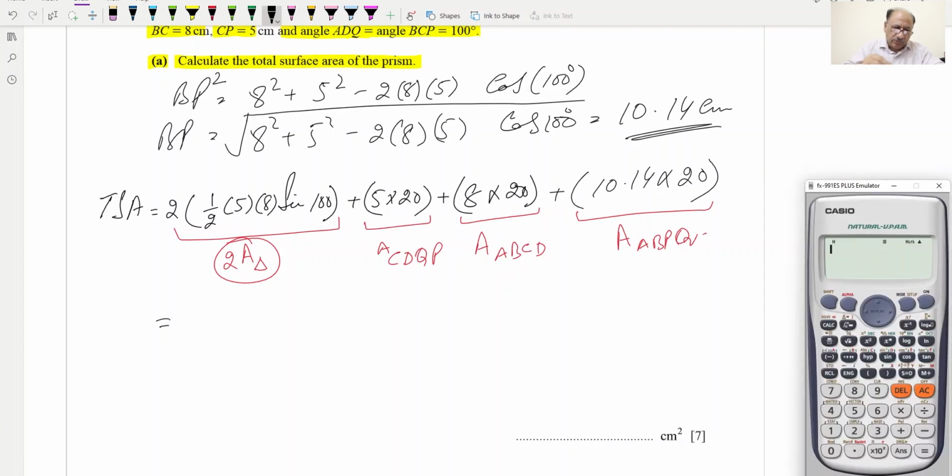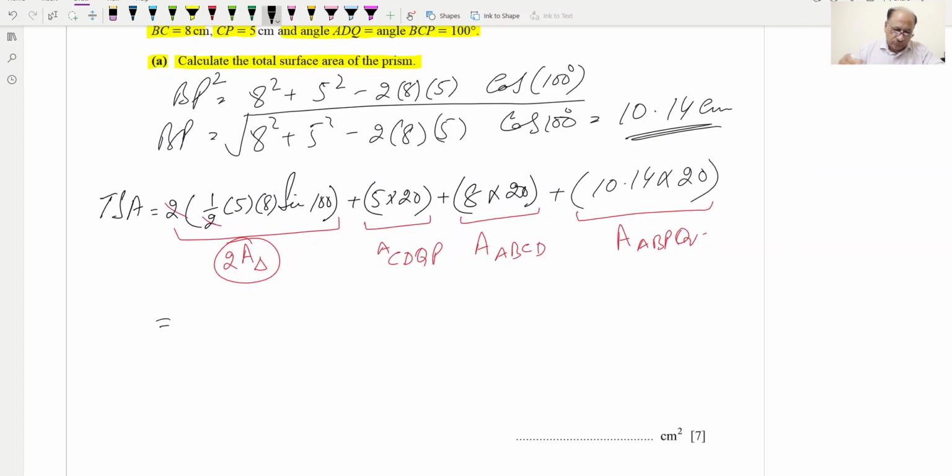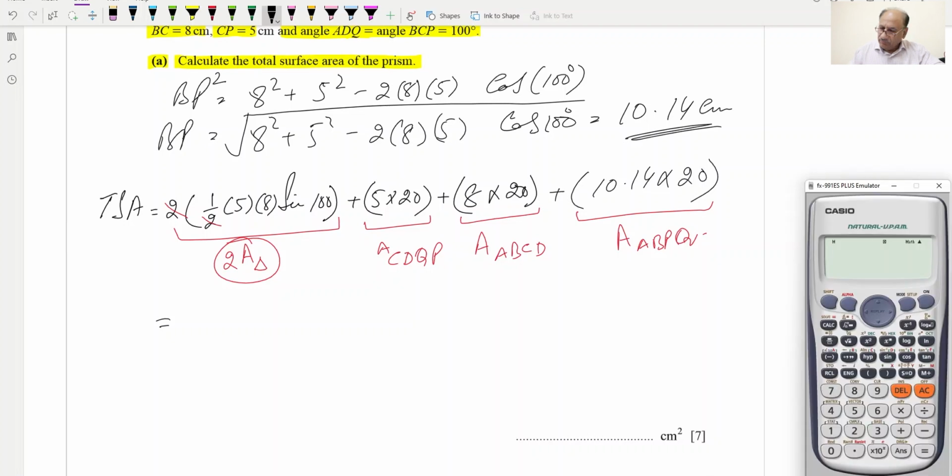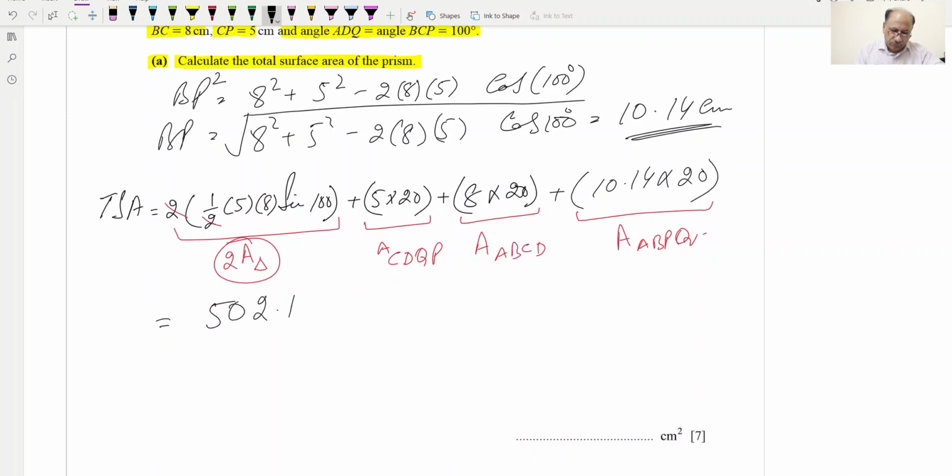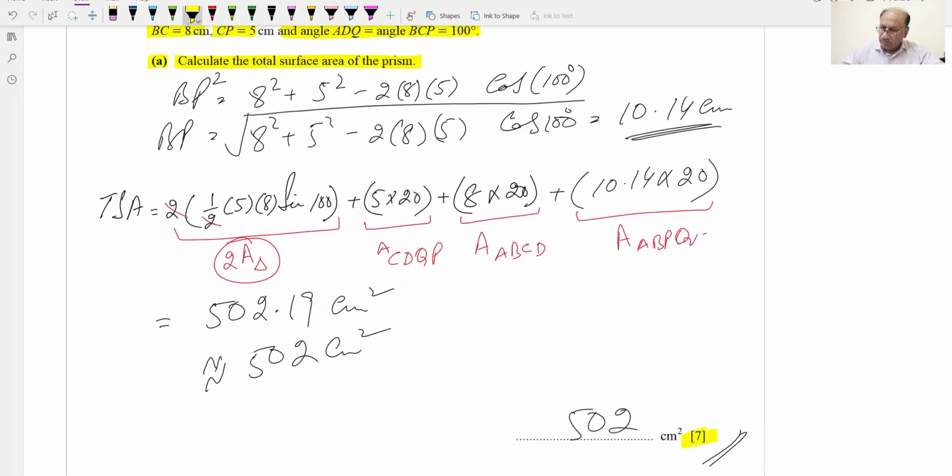We can cancel this 2 with this 2, and this will be 5 into 8, which is 40. So 40 sine of 100 and bracket close, plus 5 into 20 will be 100, plus 8 into 20 will be 160, plus in brackets 10.14 multiplied by 20 bracket close, and this results in 502.19 centimeters squared. We can provide a rounded answer, 502 centimeters squared. Keep in mind this is a 7 marks question which we are done with.